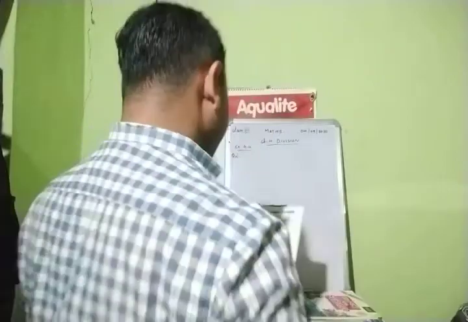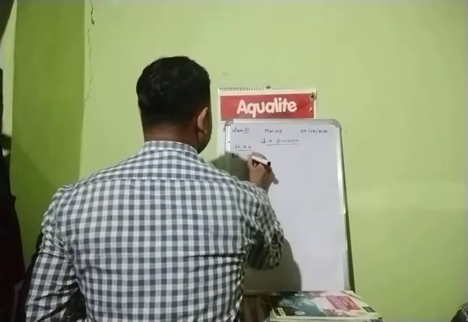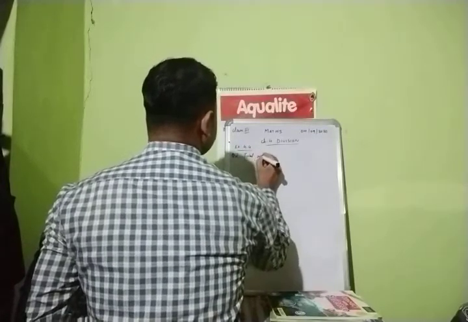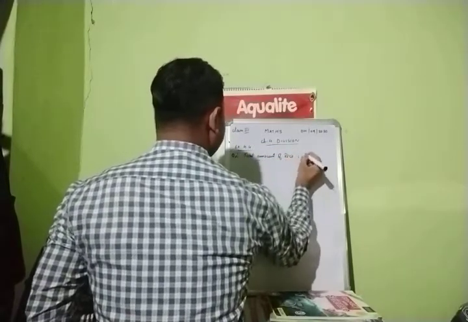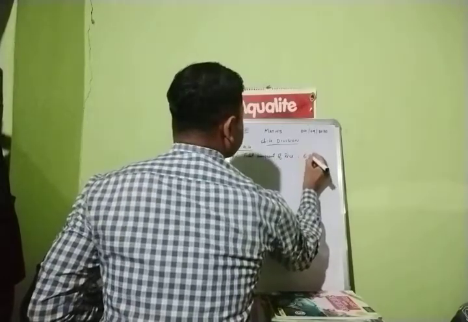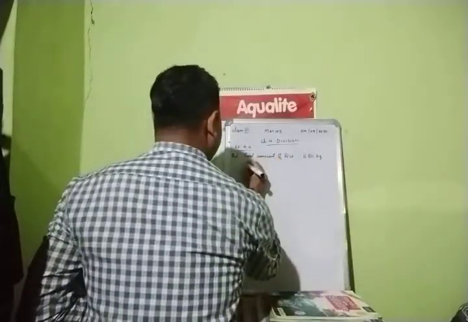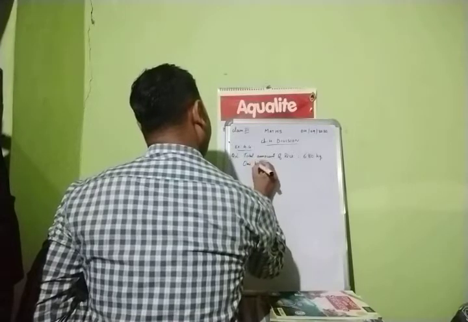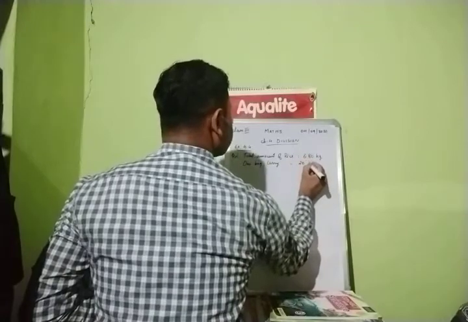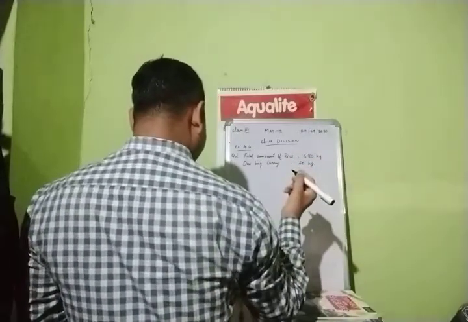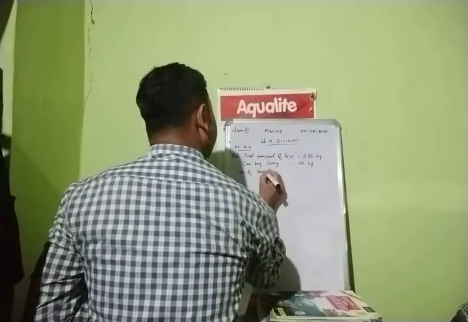Now, first of all, we have to write amount of rice to be packed. That means total amount of rice. How much rice was there? 680 kg. Now, one bag carries how much? 20 kg. Right, children? So, how many bags are required? Number of bags required.